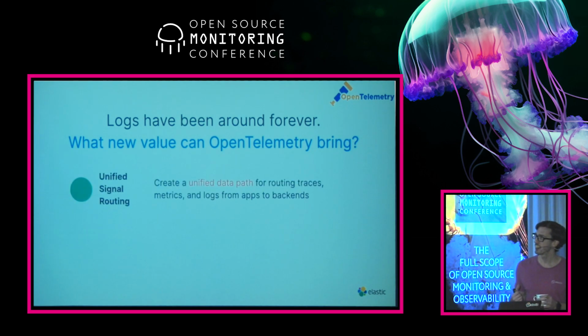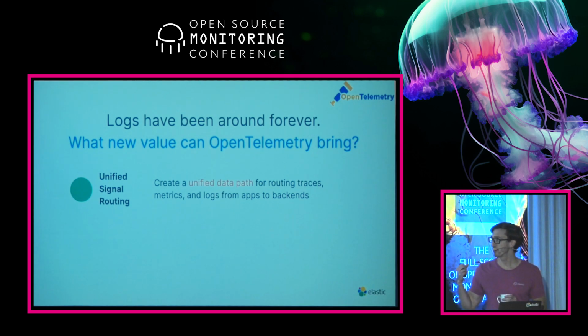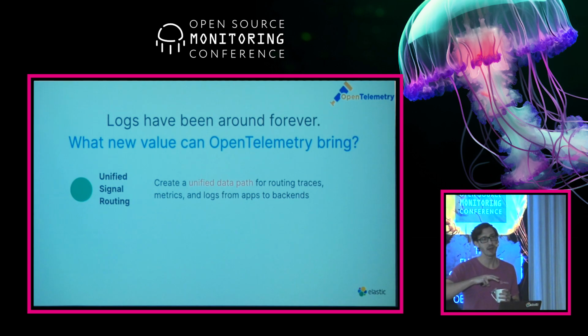The first thing is the unified routing of signals. One of the strengths of OpenTelemetry is that you have one protocol and signal family that you can route together. Right now, if you have different logs, metrics, and traces solutions, you will have different paths for the information, and different ways to configure, send, and aggregate them. Here you have a unified data path where you can treat all of those together.